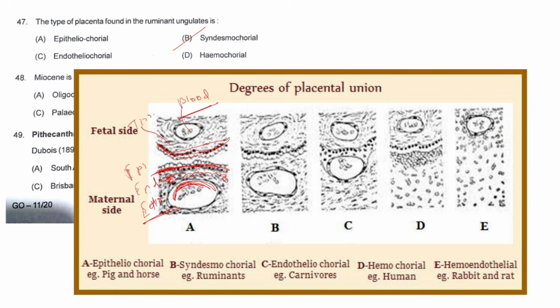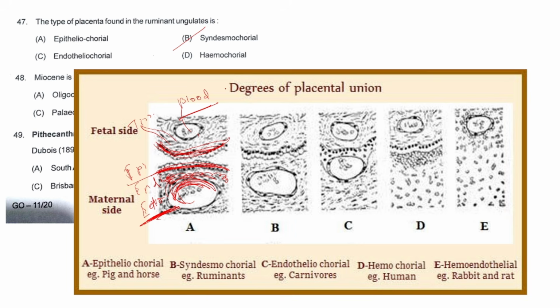I am repeating it again. The 3 layers from the mother side are the mother's uterine epithelial layer, then the endometrium tissue, and the endothelium. Endothelium means the blood vessels of the mother. Okay, 3 layers from the mother side. Fetal side again: the chorionic layer is there, then the tissue of the fetus, and then the blood vessels of the fetus.